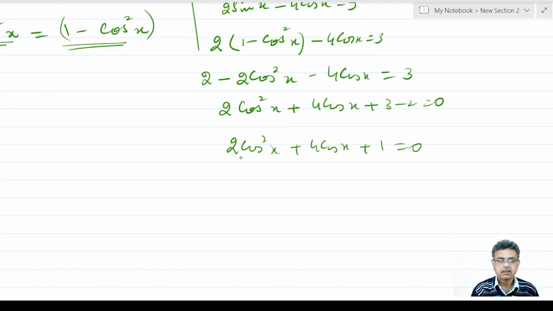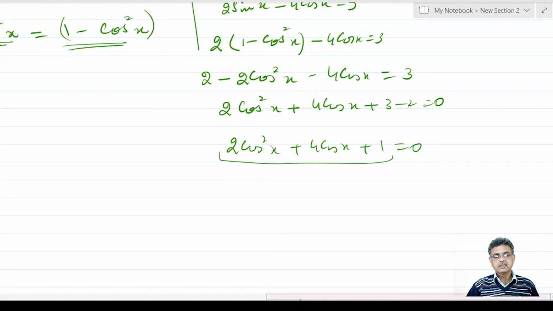And then sometimes it is asked to solve for x. Considering cos x, let's say if we replace cos x by a, then this will be a quadratic expression, 2a square plus 4a plus 1. So that can be solved by using the quadratic formula, and then we find two values of a and then values of x.